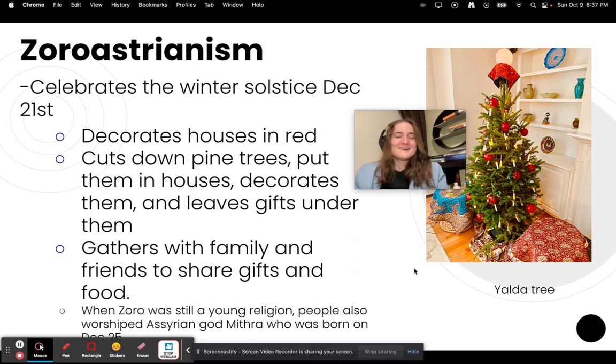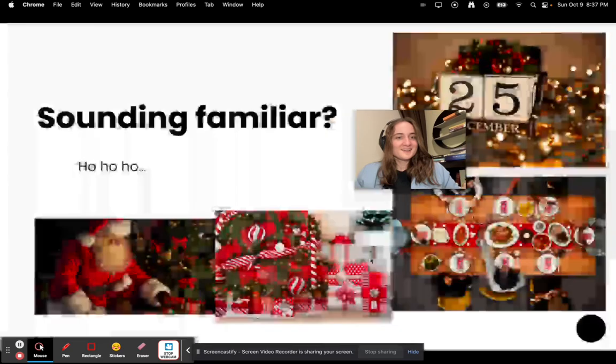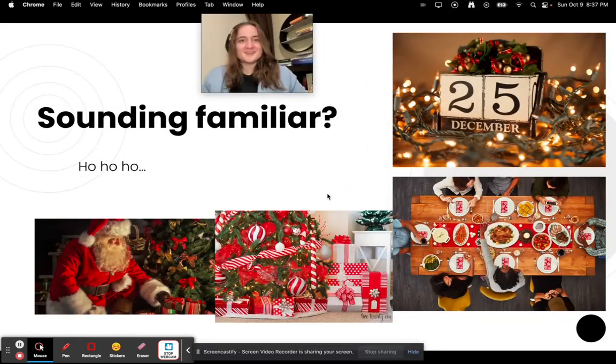Here is the Yalda tree. That's what they call their decorated tree. And also, when Zoroastrianism was still a young religion and was mixed with some of the other local polytheistic religions, a lot of people worshipped the Assyrian god Mithra, who was born on December 25th. Gosh. So, is this sounding familiar to you at all? Or am I crazy? No, this is what blew my mind.